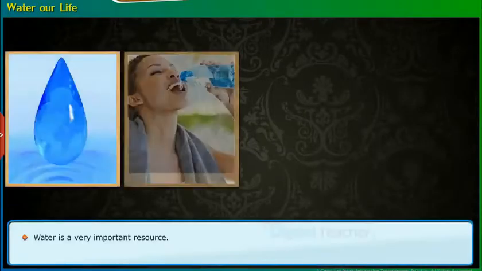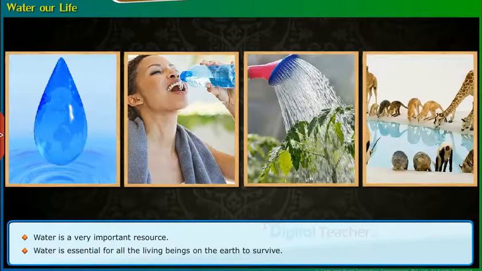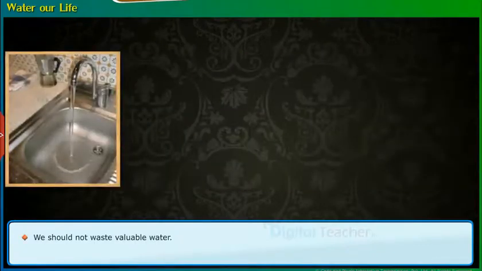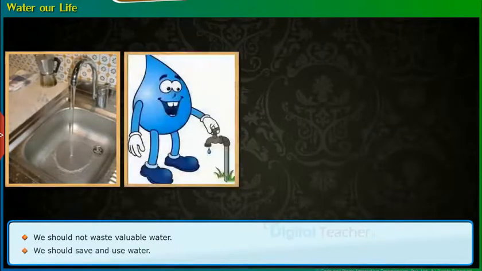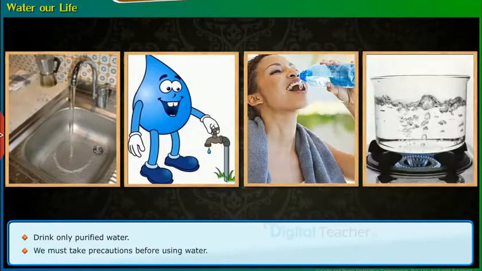Let us recall the importance of water in our life. Water is very important resource. Water is essential for all the living beings on the earth to survive. We should not waste valuable water. We should save and use water. Drink only purified water. We must take precautions before using water.